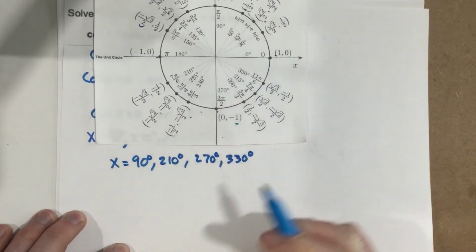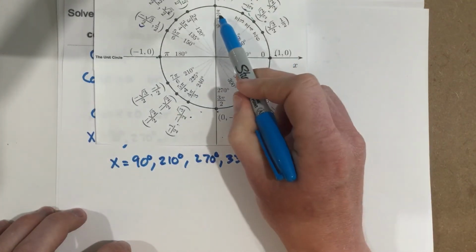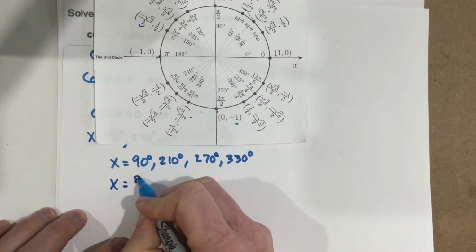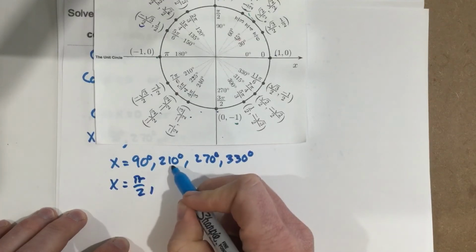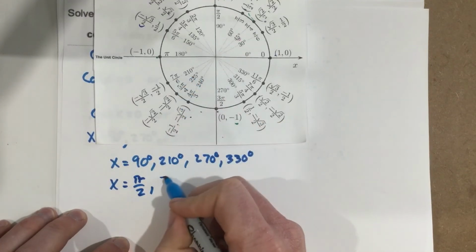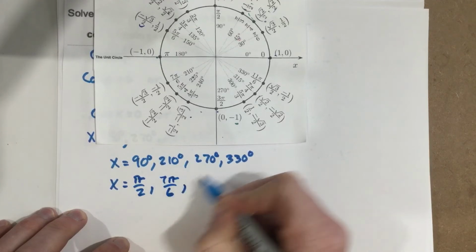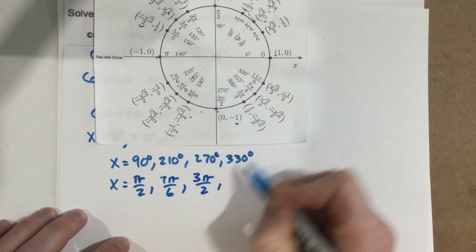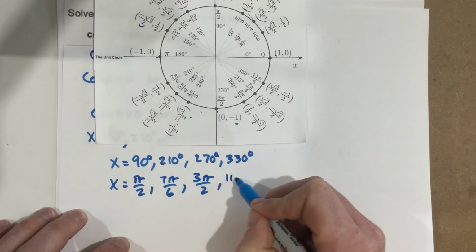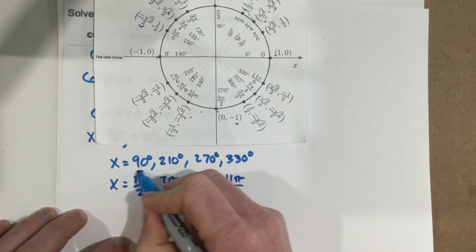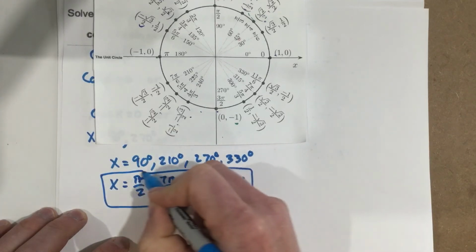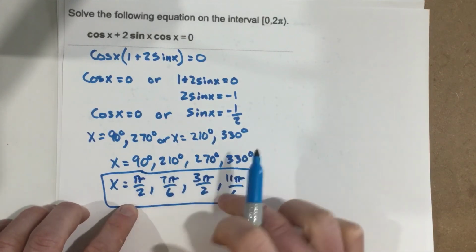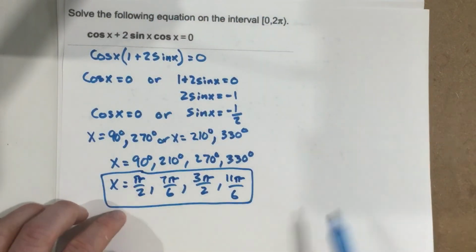So I just go back through and I say, all right, what's the radians for 90? The radians for 90 are pi over 2. So I can say x equals pi over 2. 210 is 7 pi over 6. 270 is 3 pi over 2. And 330 would be 11 pi over 6. And so my solutions in radians are those 4 angles. So if we go back and plug those 4 angles into that problem, we should get 0 for each of those.